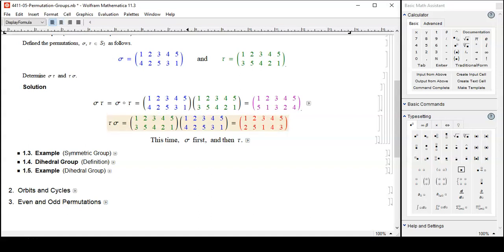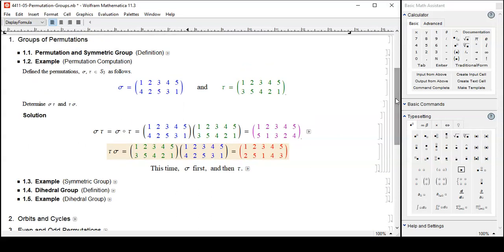Okay, what do you have? Sigma tau versus tau sigma. They're different, right? They're different. So this multiplication is non-commutative. So we have an example of a non-abelian group.